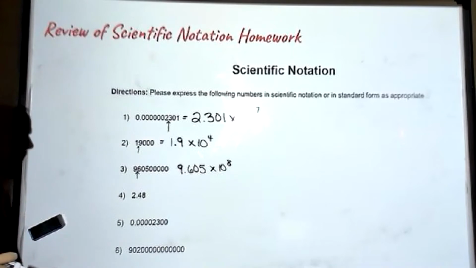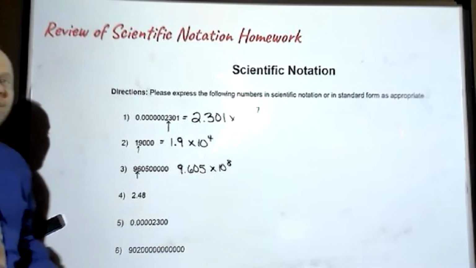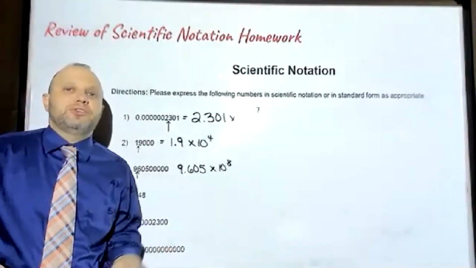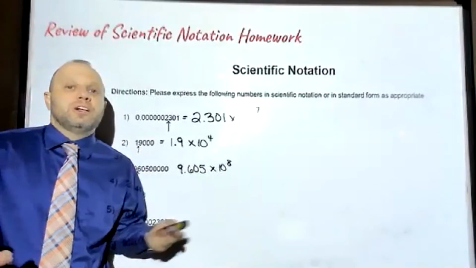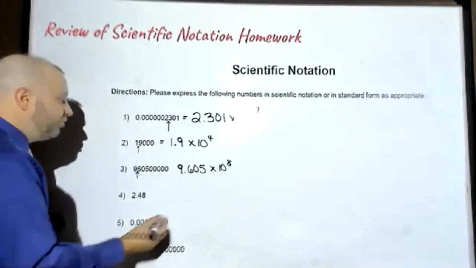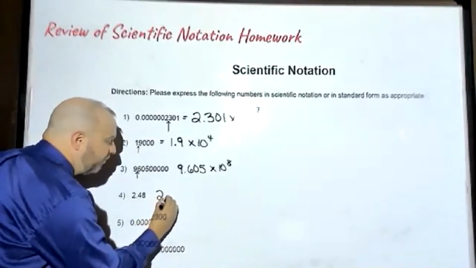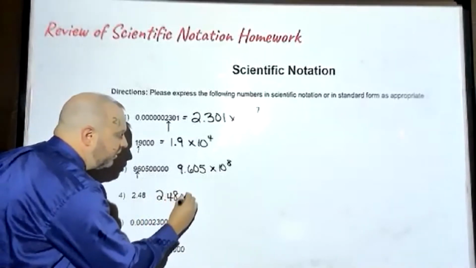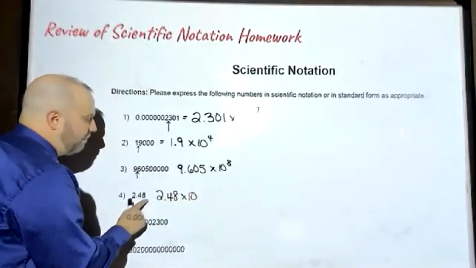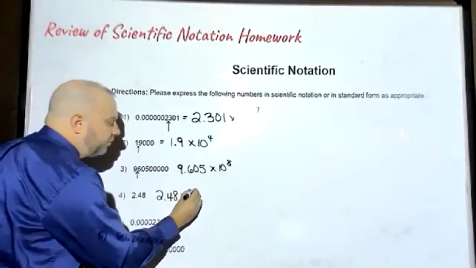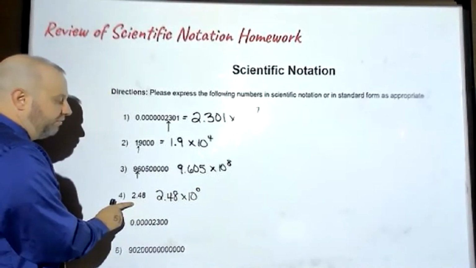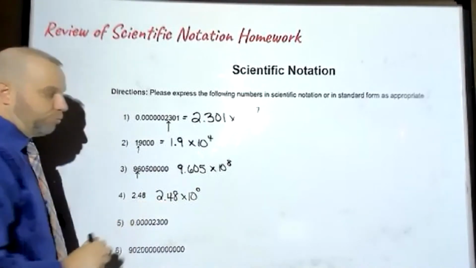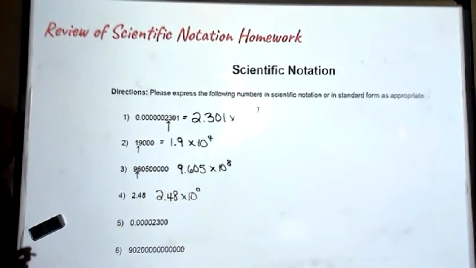Problem number 4, we have 2.48. Now, this is a unique challenge, right? Because the decimal point is already in the correct spot. So we're going to put it into scientific notation without moving the decimal point. So we have 2.48 times 10. I move the decimal place 0 spots. So this is times 10 to the 0. I have 3 significant figures here. I maintain 3 significant figures here.